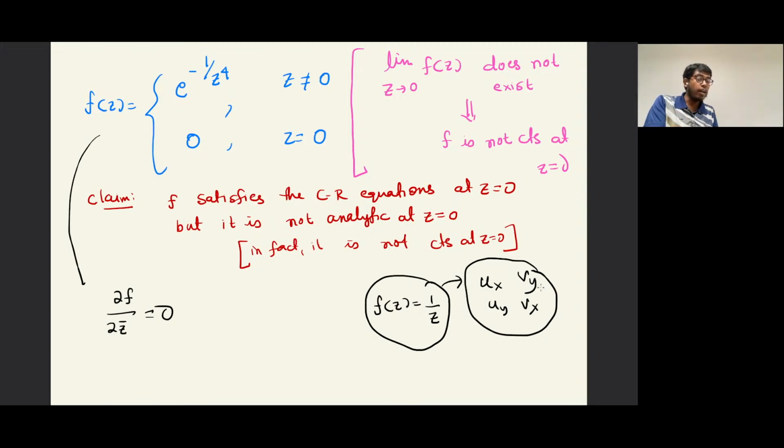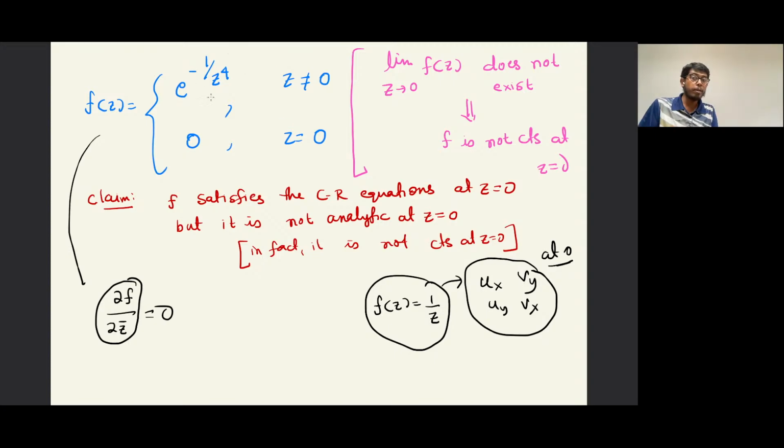So the CR equation at 0 does not make sense. Similarly here, since it's 1 by z to the power 4, we don't know whether the z bar derivative of this function exists or not. That's why we cannot say directly that del f by del z bar equals 0, because we don't know whether this expression makes sense or not.